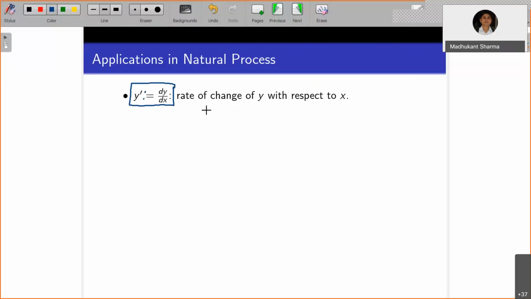How do we interpret it? It is the rate of change of y with respect to x. Whenever x changes by dx, what is the change in y? That is given by dy by dx.